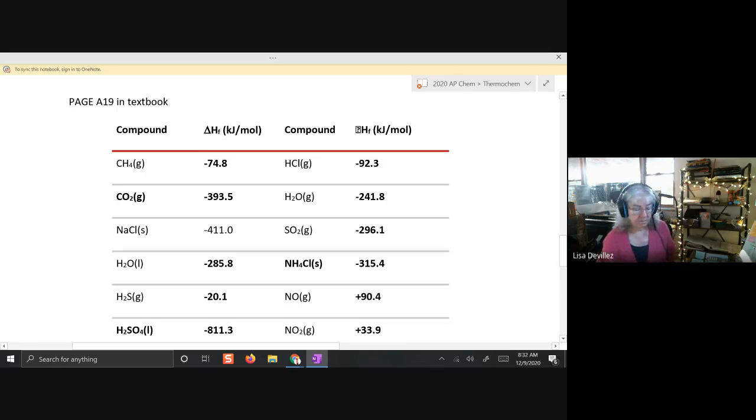But you may need, I think in the quest, I tried to pick ones where they're giving you the delta H values. But if there's some that they don't, you have that table at the end of the textbook. So let's just look at what these are. These are where it has delta HF. So that is an enthalpy of formation.